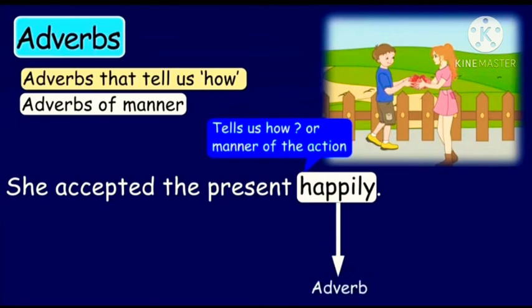She accepted the present happily. Here happily is telling us the way in which she accepted the present. So happily is also showing the manner, hence it is an adverb of manner.